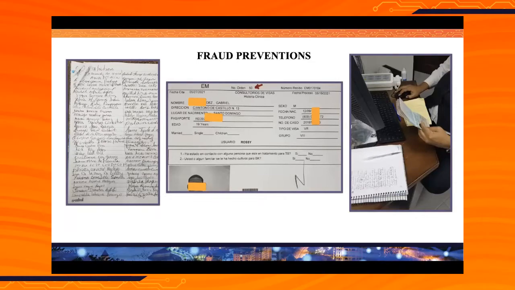In the middle, we have a document that helps us in the internal process and to prevent the risk of fraud.